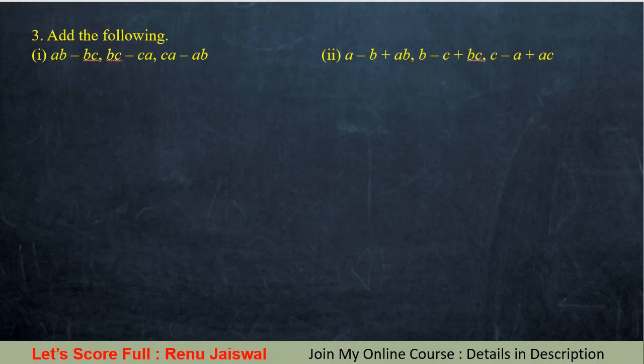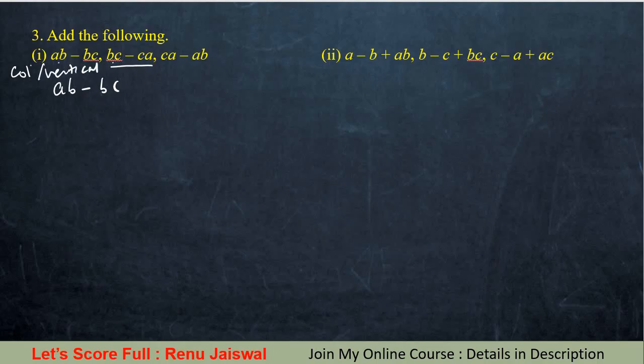Question 3 says add the following. So let's do it patiently so that you can understand. I'll teach you both the methods, the row method, which means horizontal method, and the column method. So what we do, the first term we copy as it is while adding. So AB minus BC. Second term is BC minus CA. So align the like terms one below the other. This is column or vertical method.